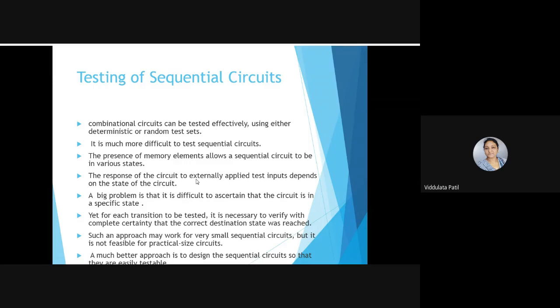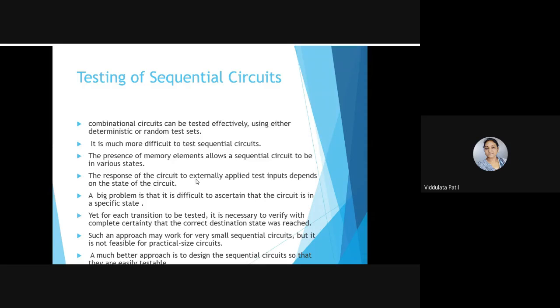Such an approach may work for a very small sequential circuit. We can apply each and every test vector to the circuit and test it. If the circuit is small, it is possible, but otherwise it is not practical for large circuits. Practically, circuits are not of a small size. We cannot consider just a single flip flop; there will be many flip flops in the circuitry.